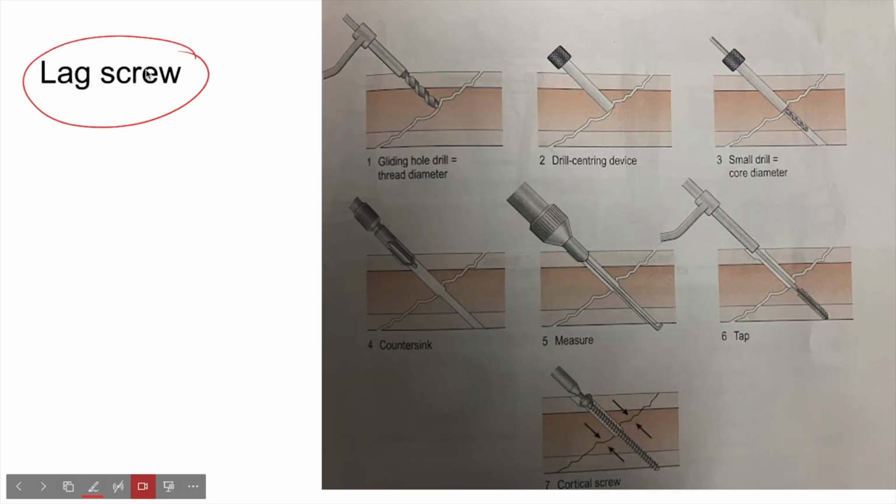Many of you might get about a 10-mark question in your exam regarding lag screw. Lag screw is a special technique via which you apply compression across a fracture site. You apply the screw usually perpendicular to the fracture site. If you see, the screw application is perpendicular to the fracture site.